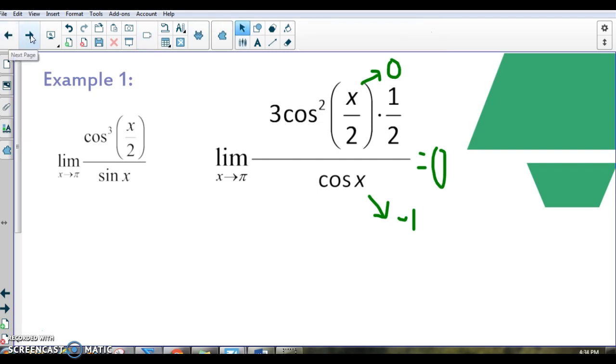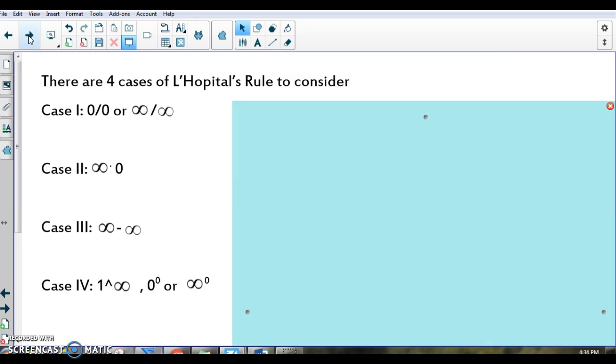All right, so we're going to continue down this path. But the first thing I'd like you to understand is really that there are 4 possible situations. And the first one was when you have 0 over 0.